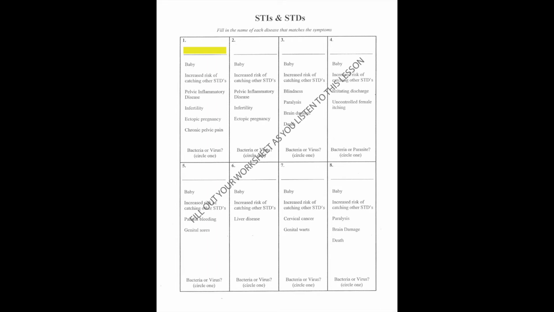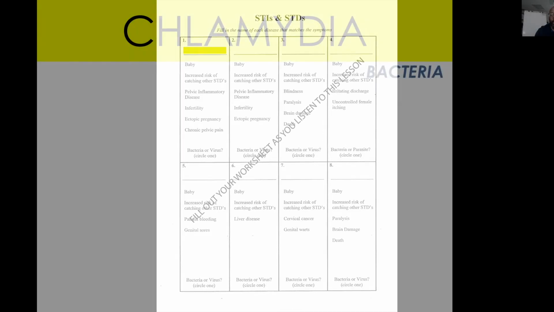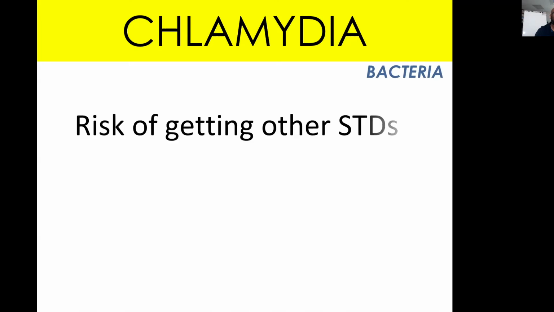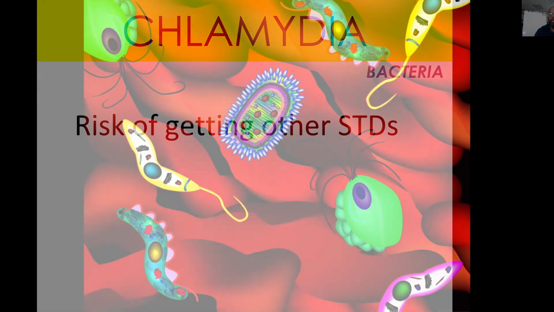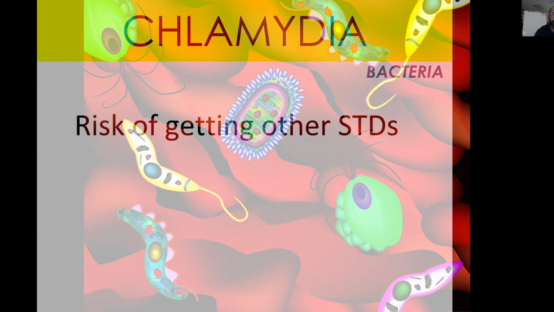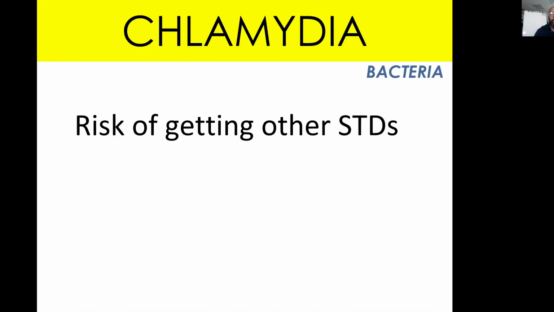With chlamydia, it's a bacteria that can put you at risk of getting other STDs. It does allow you to be open for other infections to enter into your body, and that's really true with all STDs. Once an STD enters your body, it makes you more susceptible, because your immune system is busy handling that infection, so other infections can enter your body. It is possible to have more than one STD at a time, in different parts of your body or in the same parts of your body. You could have chlamydia and gonorrhea, chlamydia and herpes, or multiple STDs. We want to be mindful of that as we explore our sexual beings, our sexual life.